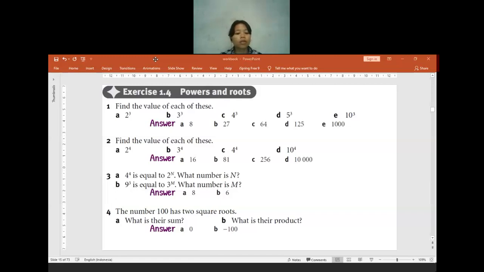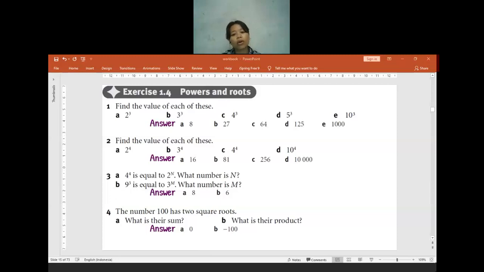No. If no one gets confused, for question 2, this is to the power of 4. So it means there are 4 numbers of 2 and we need to multiply all of them. 2 times 2 times 2 times 2, which is equal to 16. 3 to the power of 4 will also be the same. 3 times 3 times 3 times 3, which is equal to 81. 4 to the power of 4 will be 4 times 4 times 4 times 4, which is equal to 256. And the last one, 10 to the power of 4, will be 10 times 10 times 10 times 10, which is equal to 10,000.